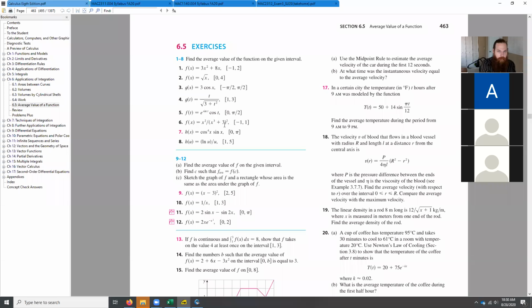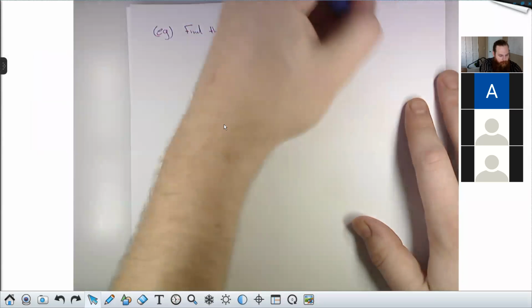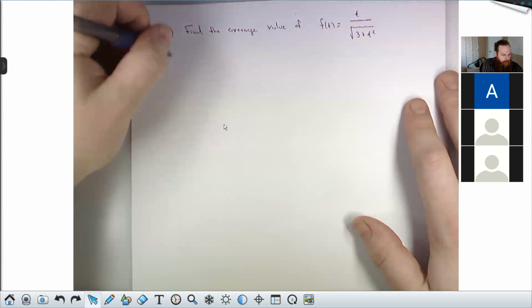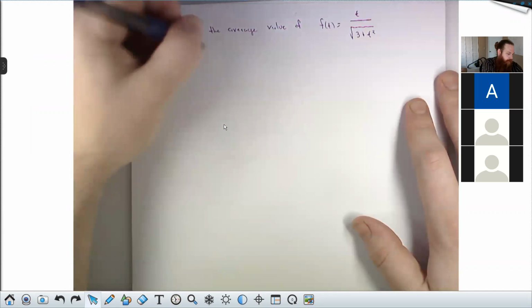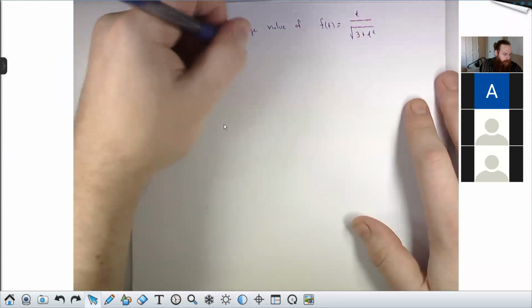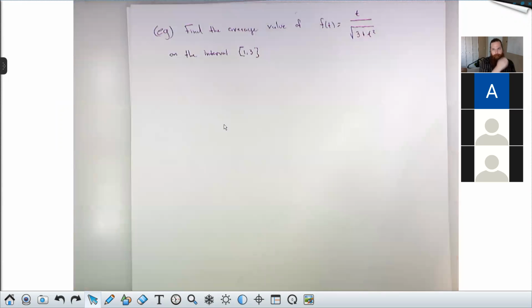What was it? t squared plus 3, 3 plus t squared. Okay, so here's my function. They're using the variable t instead of x, that doesn't matter. Here's my interval, so a is 1 and b is 3.